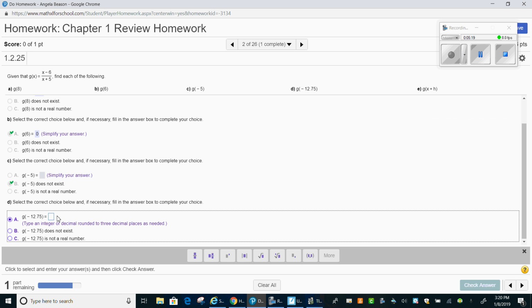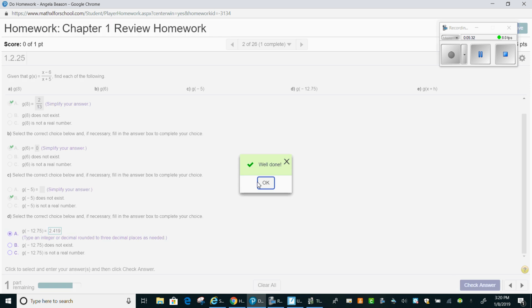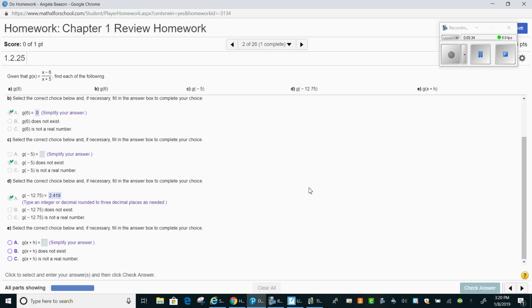2.419. Sometimes it tells you to make your answer a fraction. Sometimes it'll say round to the nearest hundredth. Sometimes it says thousand. Sometimes it says 3 decimal places. So you got to know what all of these things mean. All right. Well done. And the last one is g of x plus h.